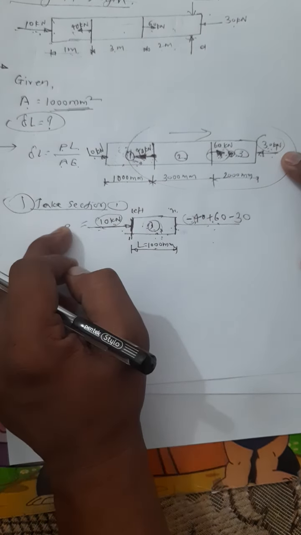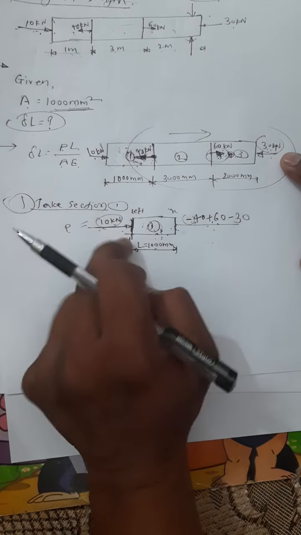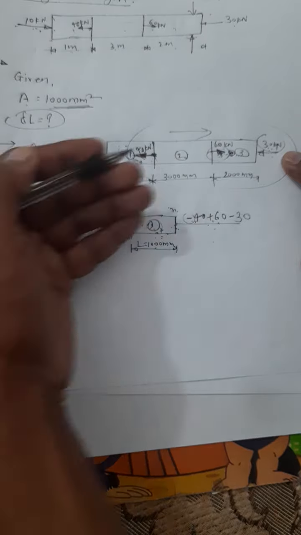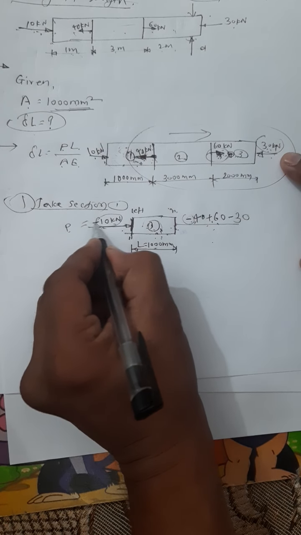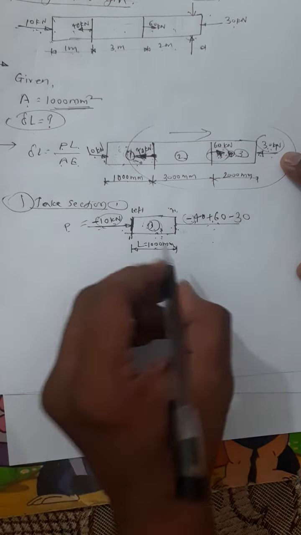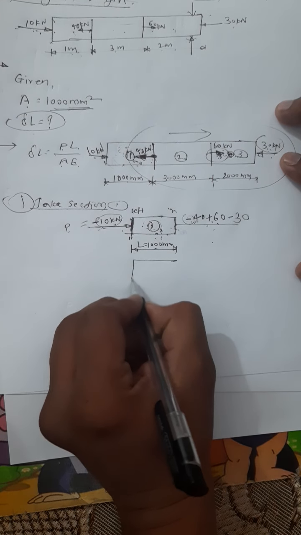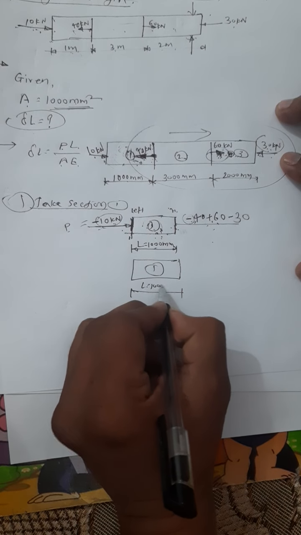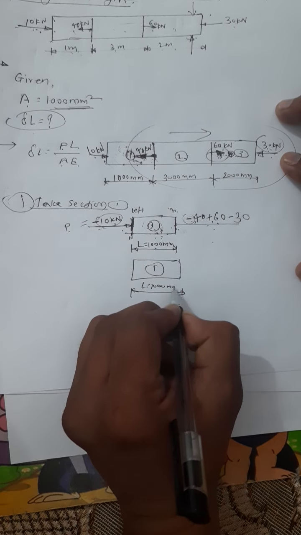But from the left side we have only one force, that is a compressive force. And compressive force means pushing force. Pushing force means always minus. Are you getting it, my dear students? In section number 1, the length of section number 1 is how much? 1000 mm.